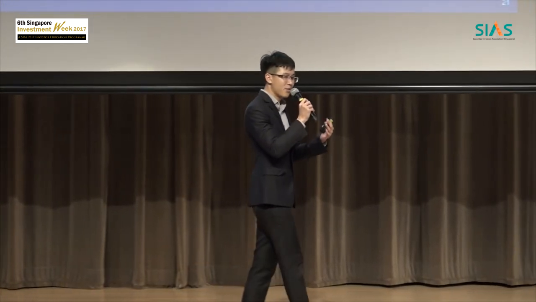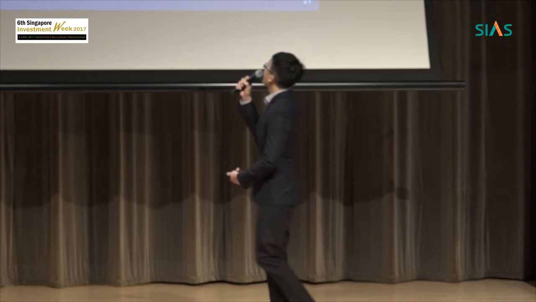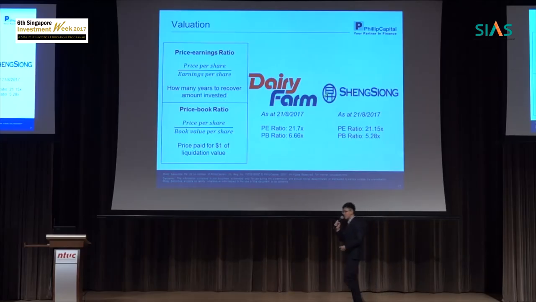When we do valuation, one of the easiest ways to do it is by relative valuation. That's when we compare the PE and PB ratio between similar companies. As of now, we can see that Sheng Siong's PE ratio is slightly lower than Dairy Farm's, and the PB ratio is also slightly lower than Dairy Farm's. But we need to be aware that there may be reasons for this. Some reasons might be because Dairy Farm is a larger cap stock. It has more businesses under its wing, and it has other businesses besides supermarkets, whereas Sheng Siong is just a supermarket.